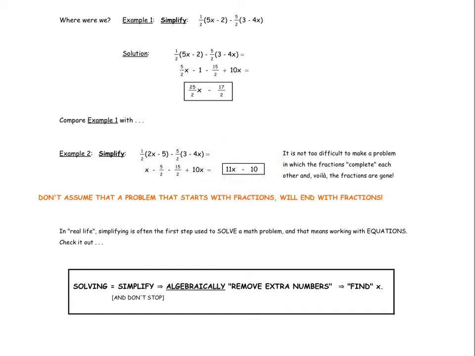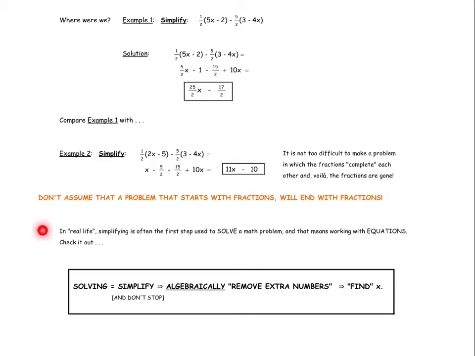And I assume you all caught that little minus minus makes a plus thing that happened back here and happened again over here. It is not too difficult to make a problem in which the fractions cancel each other and they're no longer in the final answer. Don't assume that a problem that starts with fractions will end with fractions.